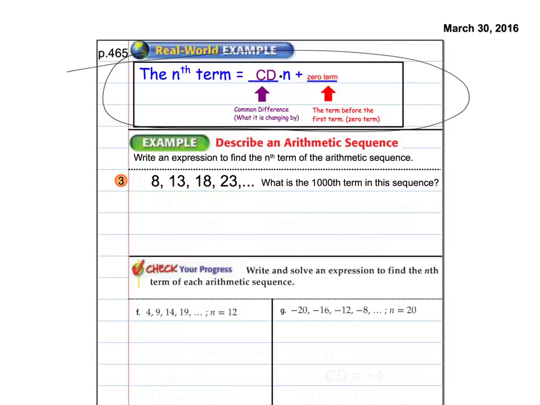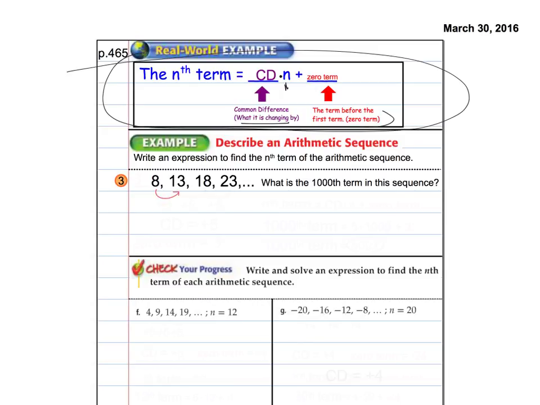Your nth term, what you're looking for, is always going to be the common difference, so what it's changing by, times the term you're looking for, plus the zero term. So the term before the first term, so your number before what you're given. So let's try one here.